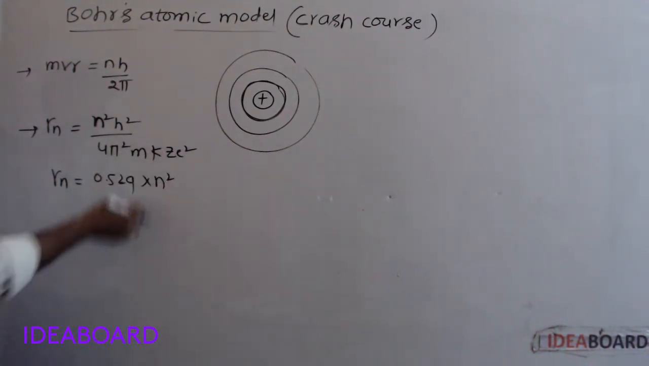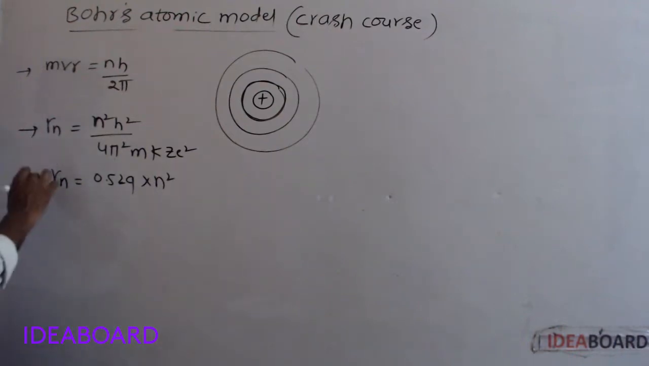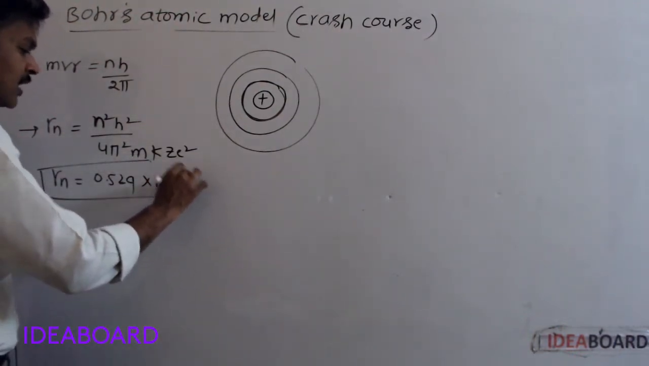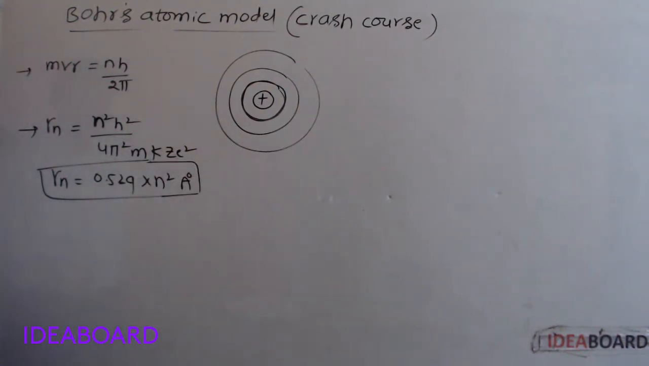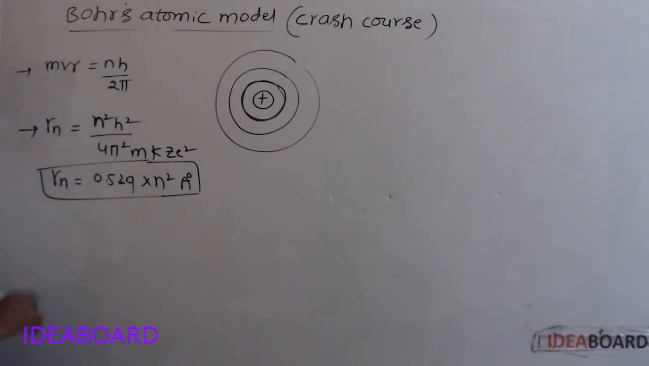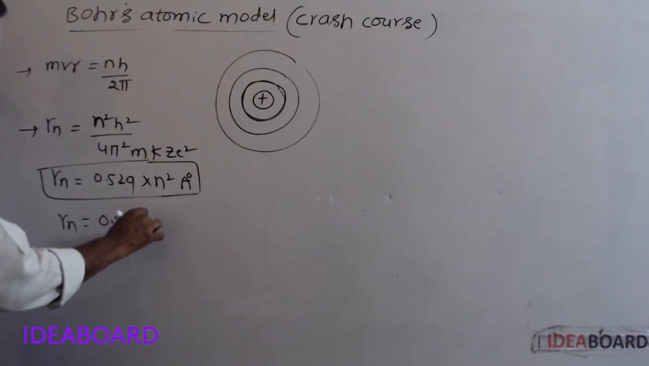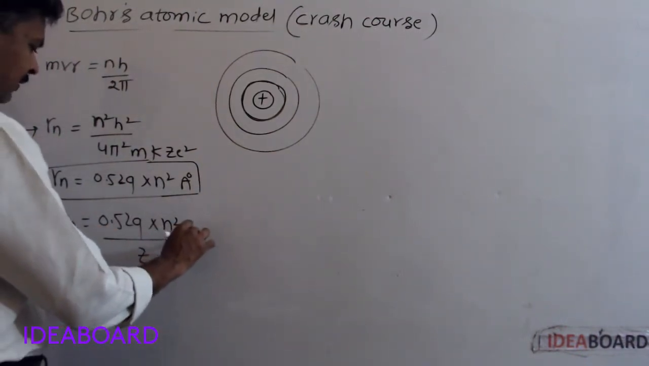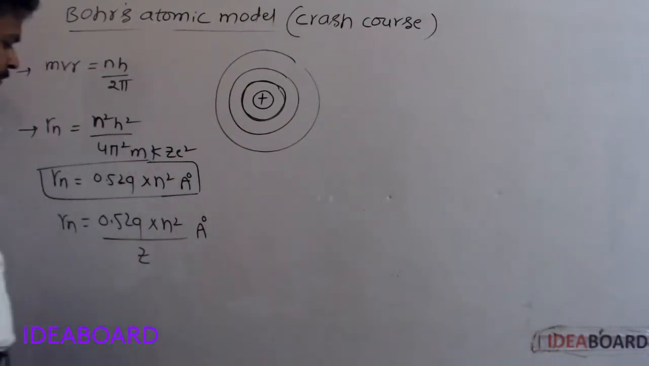For hydrogen, z is equal to 1. For hydrogen-like species, divide by z. Here the unit should be angstrom. Rn is the radius of the nth orbit. Rn is equal to 0.529 into n square angstroms. For hydrogen-like species, 0.529 into n square divided by z angstroms.